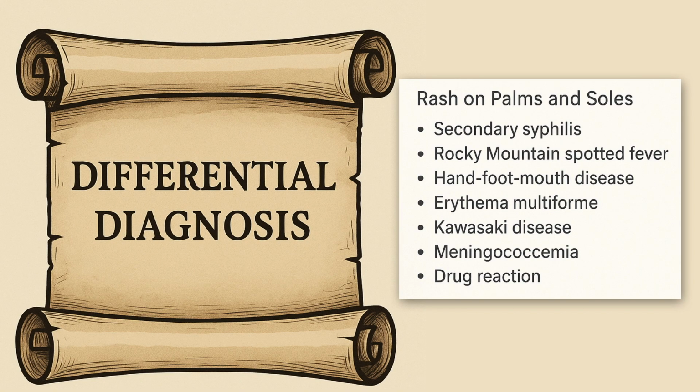Before deciding on a diagnosis, let's consider the differential for a palms and soles rash. This distribution is uncommon and narrows our list dramatically. The differential includes secondary syphilis, Rocky Mountain spotted fever, hand, foot, and mouth disease, erythema multiforme, Kawasaki, meningococcemia, and severe drug reactions. Now think about which of these fits best with this presentation. A healed painless sore, systemic symptoms, lymphadenopathy, and positive serology.